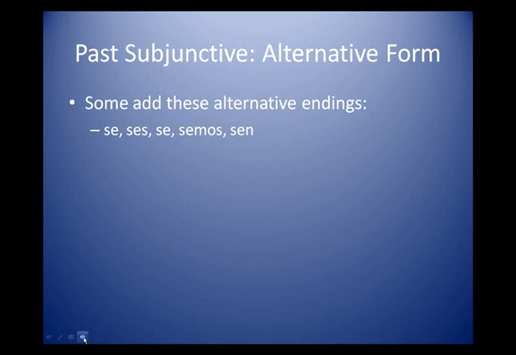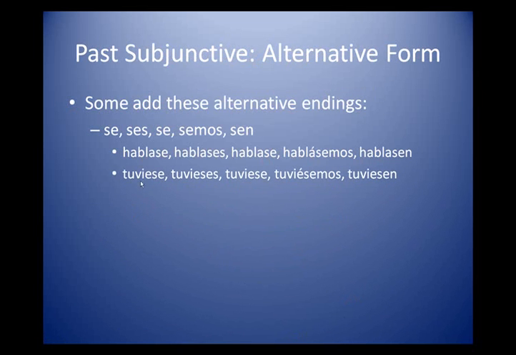So here's an example with hablar again. Hablase, hablases, hablase, hablásemos, hablasen. Sounds a little strange. Tuviese, tuvieses, tuviese, tuviésemos, tuviesen. So it's just an alternative subjunctive ending form. Some people use it, and you might hear it in the input, but the majority of the people use the R-type endings.